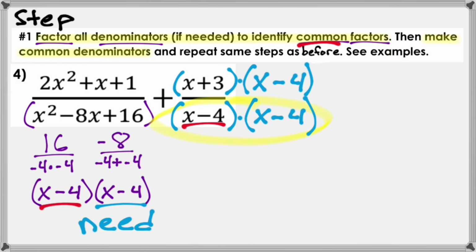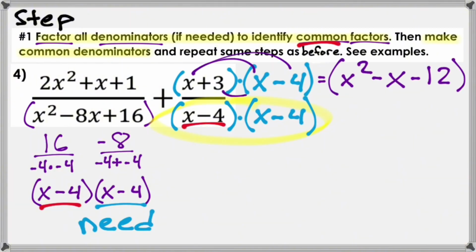This is the critical part of this piece of the lesson. Pause and rewind if you need to hear it again, because the rest of this is all things that we have done in previous videos with previous skills. You are now going to continue by multiplying your numerator together so that you will be able to add and combine your like terms. When you multiply that numerator, you get x squared minus x minus 12.